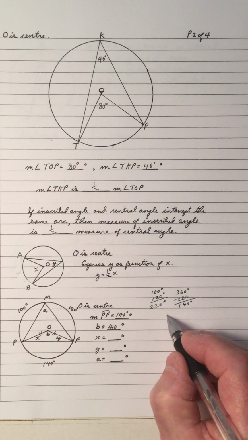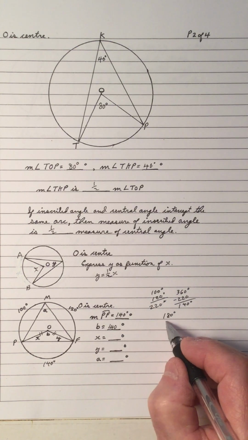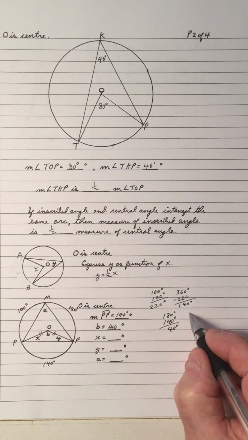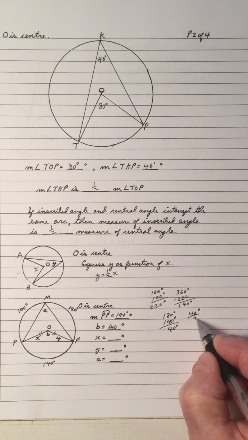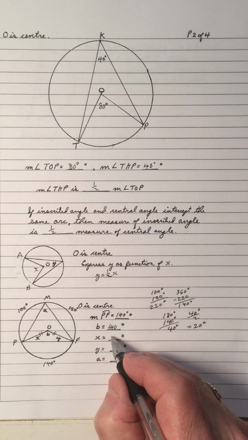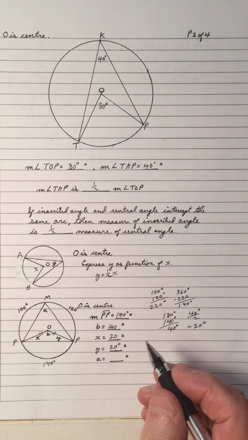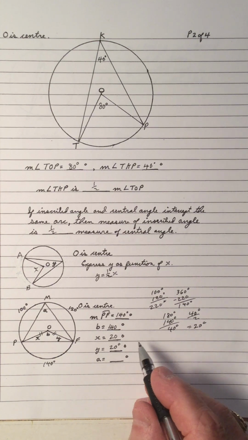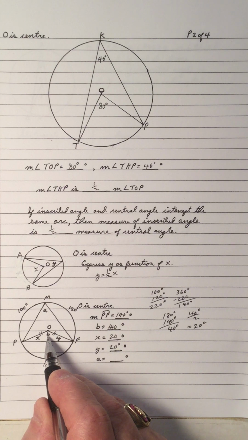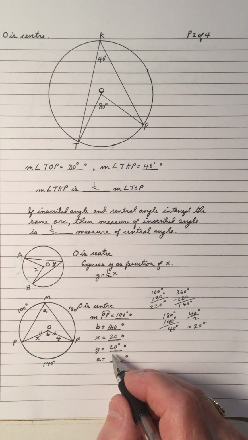We have 180 degrees in the triangle. Angle B is 140, so that leaves 40 for the other two angles. If the other two angles are equal, then 40 divided by 2 gives me 20. So x is 20 degrees and y is 20 degrees. And we have that angle A is half the central angle. The central angle is 140, so A is 70.